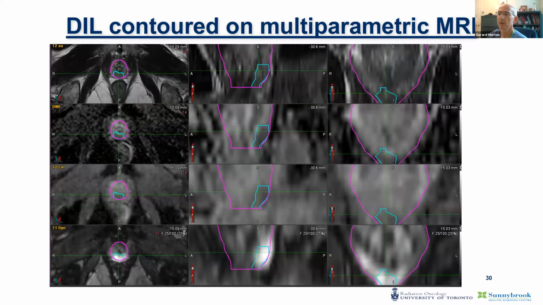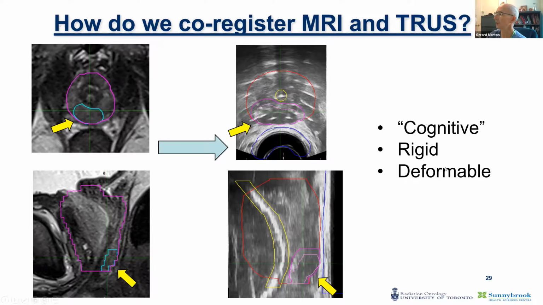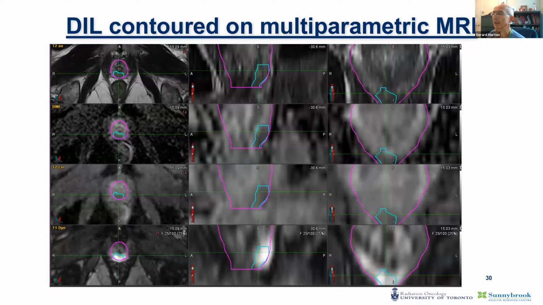Other options would be to do a rigid co-registration of the MRI and ultrasound, or a deformable registration, because remember the prostate shape is going to be different during the procedure. There's a rectal probe in place which can cause some deformation. So using a deformable co-registration may have some advantages.